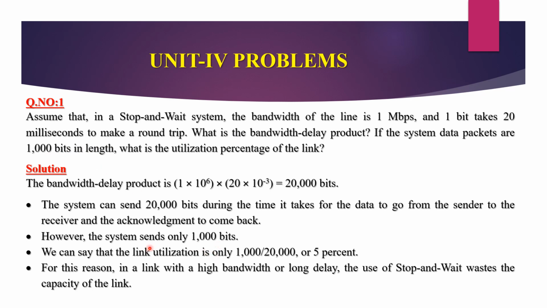So we can say that the link utilization is 1000 divided by 20,000. The link is capable of sending 20,000 bits, but it is sending only 1000 bits, or in terms of percentage, it is 5%. The utilization is only 5%. For this reason, in a link with high bandwidth or long delay, stop and wait wastes the capacity of the link. The second problem.